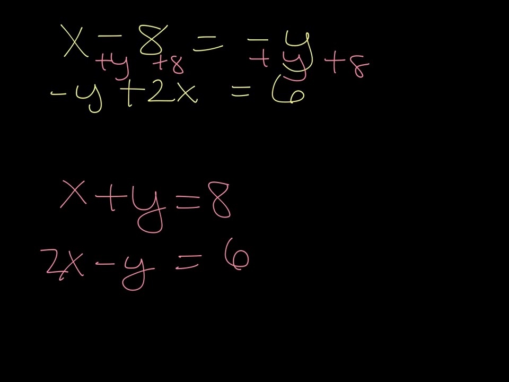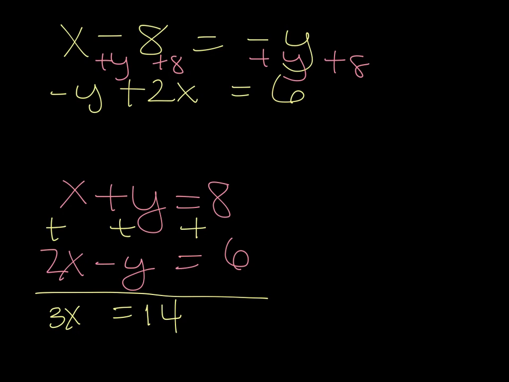All right, now we're ready for elimination. This one you have to add the two because we are going to eliminate the y. So if I add everything, x plus 2x is 3x. y plus negative y is 0. That's gone. 8 plus 6 is 14. So when I divide both sides by 3, x is 14 thirds.